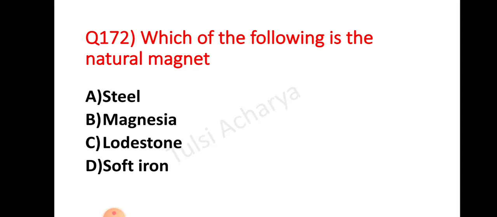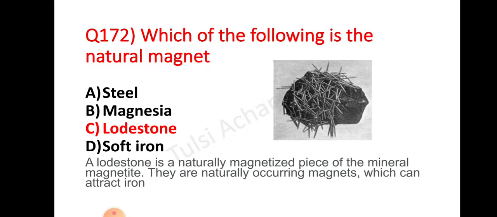Which of the following is a natural magnet? We all know that a natural magnet is lodestone. A lodestone is a naturally magnetized piece of mineral. They are naturally occurring magnets which can attract iron, and they were used in the navigation system of boats and ships.